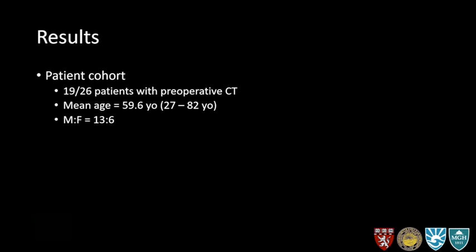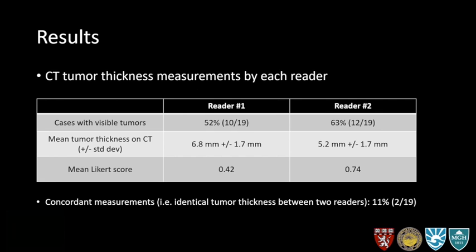In our cohort, we had 19 of 26 patients with preoperative CT. The mean age was 59.6 years old with a range of 27 to 82 years old. There were 13 male patients and 6 female patients. When we examined the CT tumor thickness measurements by each reader, we noticed that only a subset of patients had visible tumors on CT. Reader number 1 identified visible tumors in 52% of the cases, and reader number 2 identified tumors in 63% of the cases.